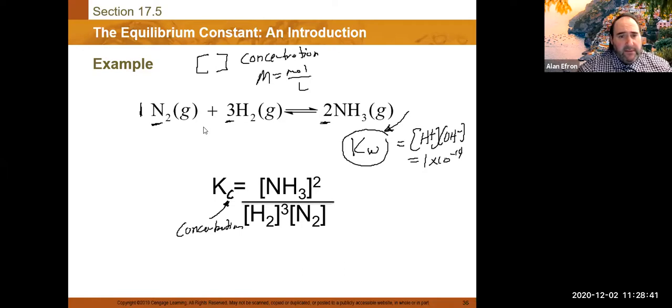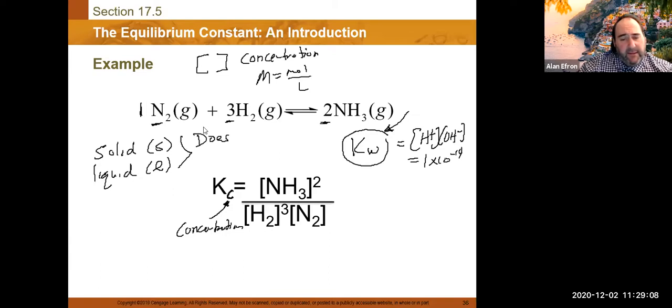Now, when we do this, there are a few things that we do not include in an equilibrium expression, and there are 2 things that really don't affect equilibrium. Anything that is a solid, so anything that has the S symbol next to it, and anything that's a pure liquid, like an L, does not get included in the equilibrium expression. So if one of these had a symbol of an S or an L, you would not include it in your equilibrium expression.